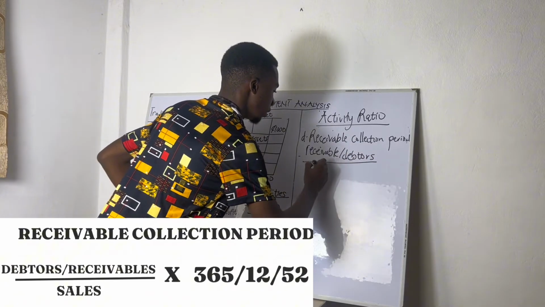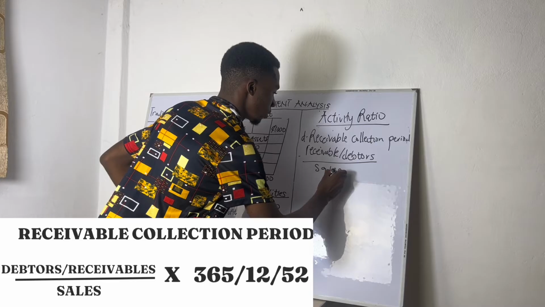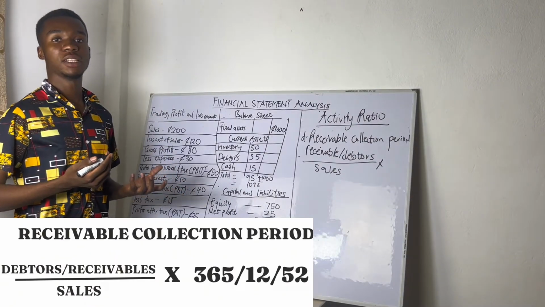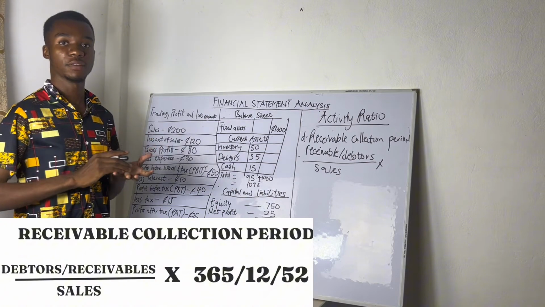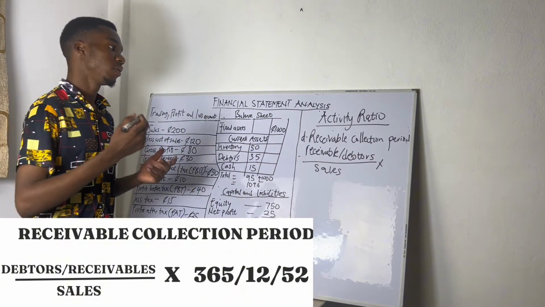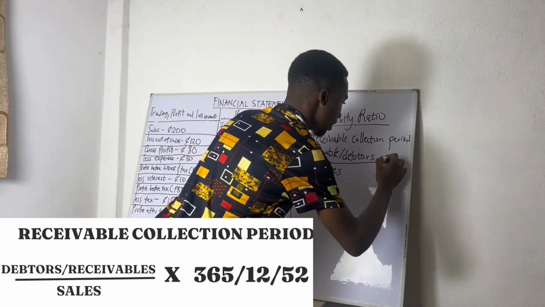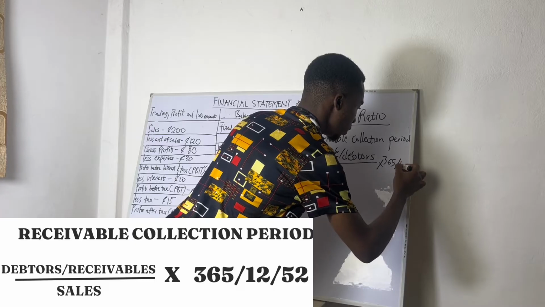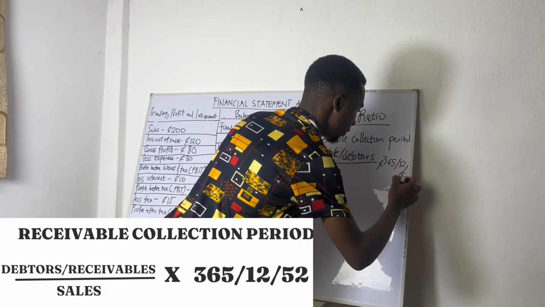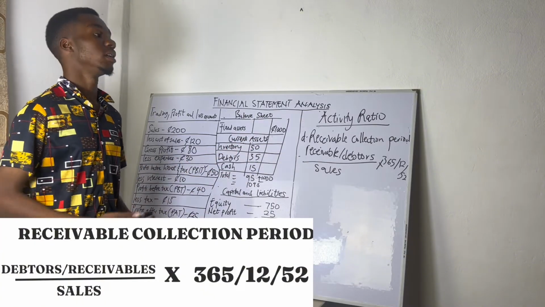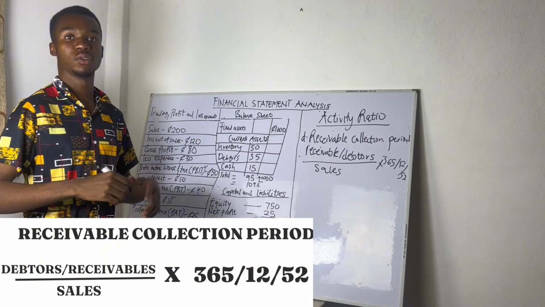over the sales times the period. And for the period, it depends. If you're calculating in days, it's going to be 365. If you're calculating in months, it's going to be 12. And for weeks, it's going to be 52. And the reason is simple. There are 365 days in a year. There are also 12 months in a year and 52 weeks in a year.